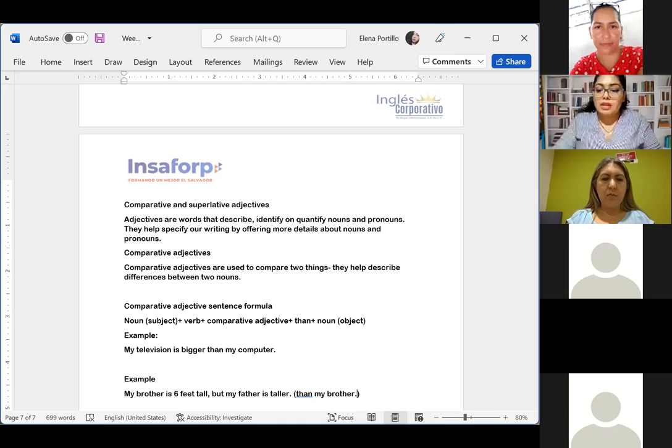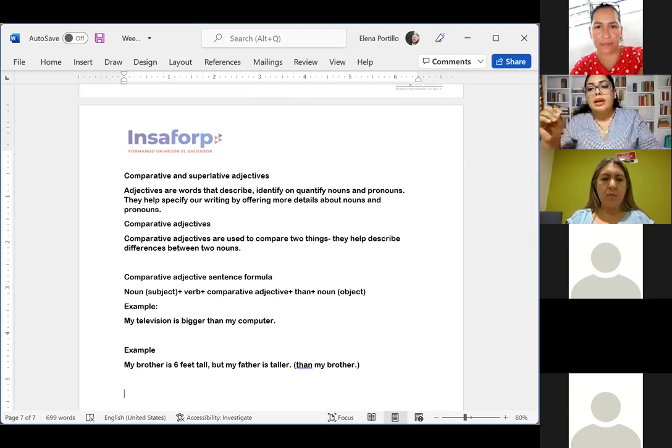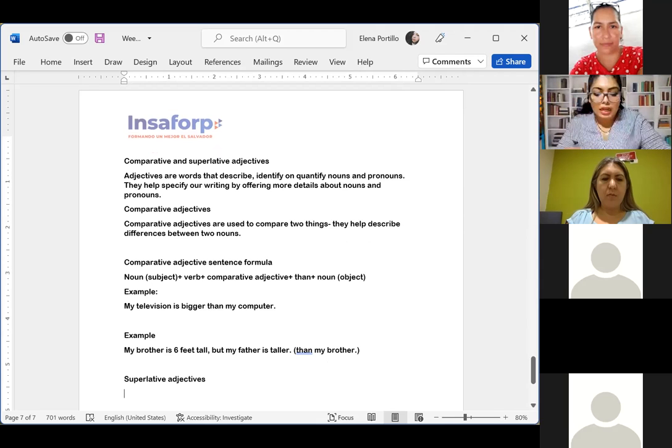So, then we have superlative, because we are going to talk about the two parts of these adjectives. We have the comparison because we are using this part of the adjectives to compare two things and also to describe difference between two nouns. So in this case, when we are using the superlative, we have the superlative adjectives that are used to compare three or more things, that we were saying yesterday. But now we are making it very simple to understand. So we are going to remember things that we were saying yesterday.